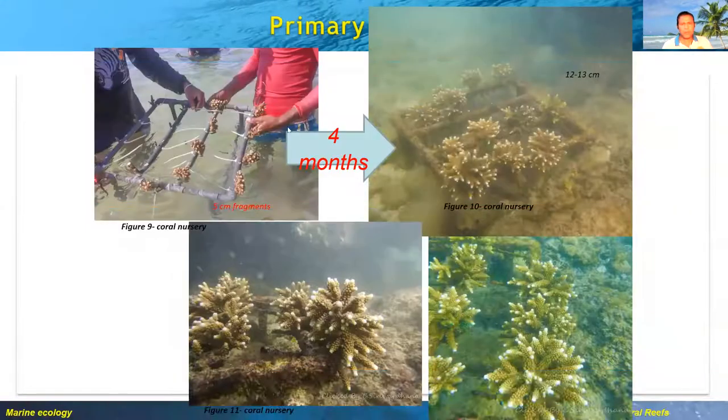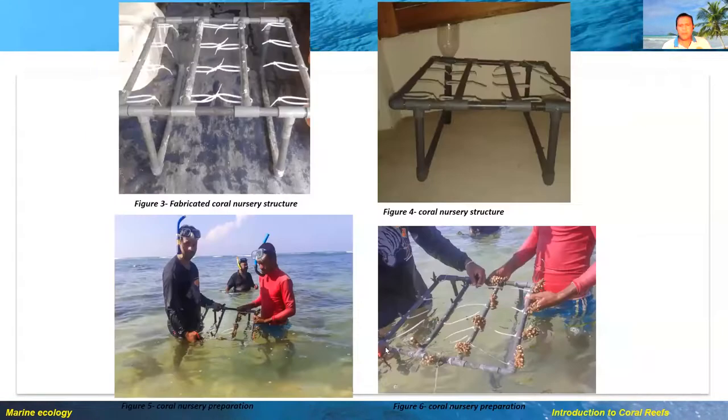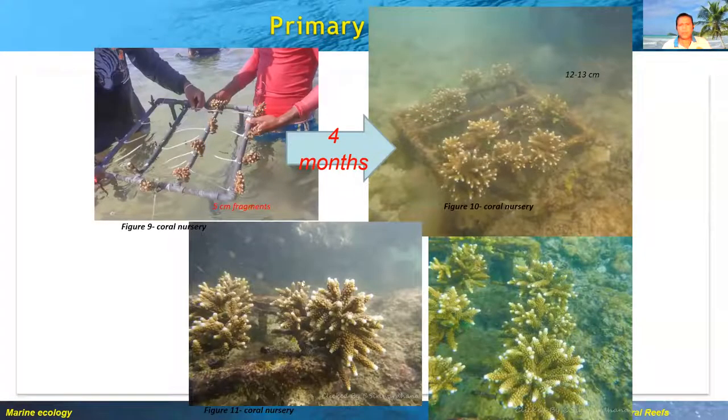And here's another example from a Polhena reef, Polhena in Matara, using these PVC structures. Here they replanted the corals. This is just after 7 months, 7-8 months after. You see the small pieces of coral fragments, how they turned into considerable growth within 6-7 months. You see, this is only after 4 months and then I think this is after 7 months, right?